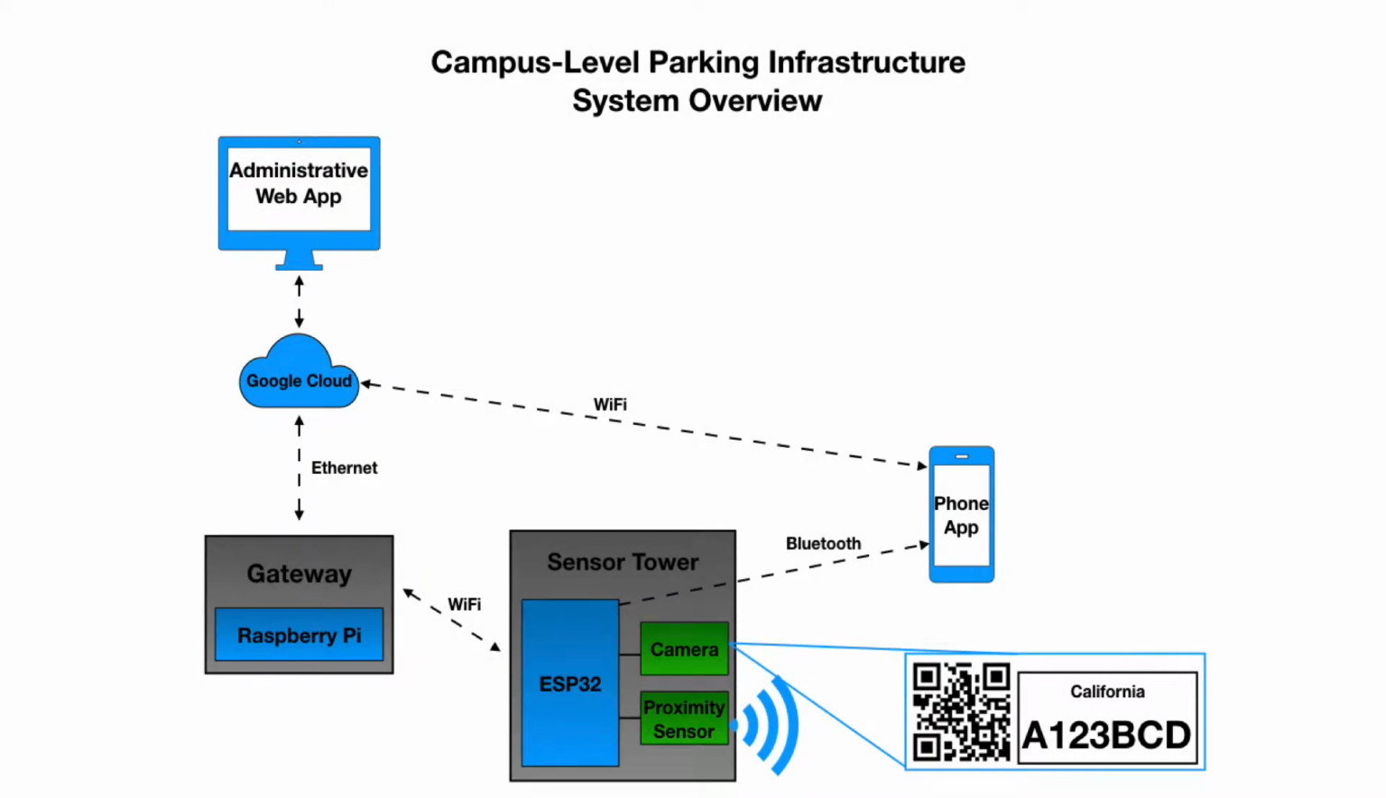Our system consists of a mobile application, a website specifically for administrative use, and sensor towers placed at each parking space. This system allows students, guests, and faculty members to see the status of parking lots throughout the UCSC campus.